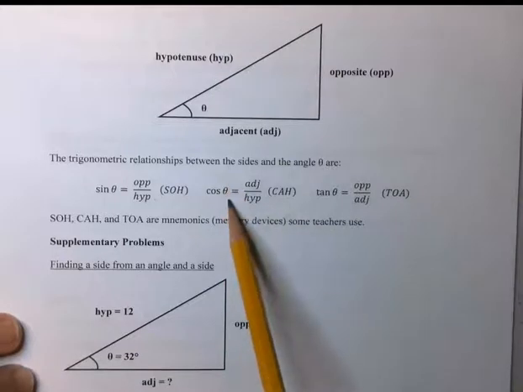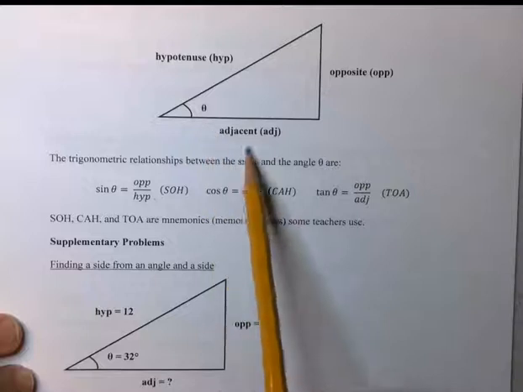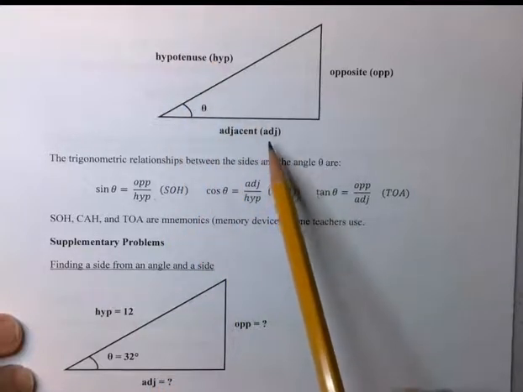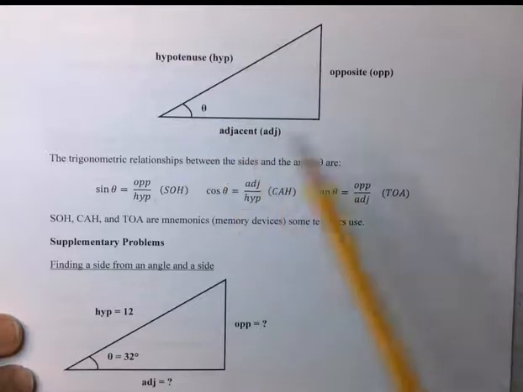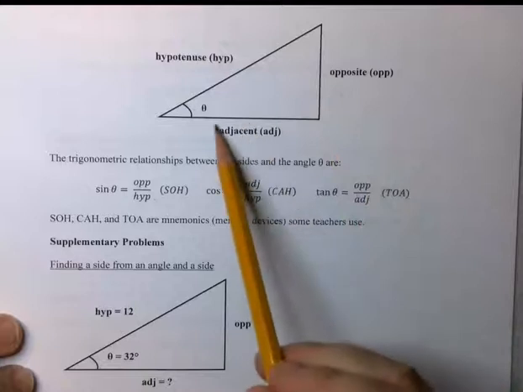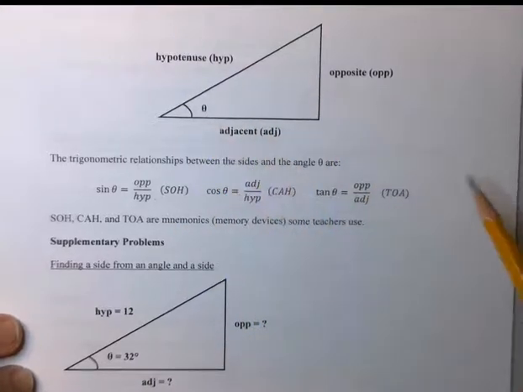The cosine of theta is defined as the adjacent over the hypotenuse. So if you took this side over this side, that fraction, that would be the cosine of theta. And the tangent of theta is the opposite over the adjacent. So that over that would give you the tangent of theta.